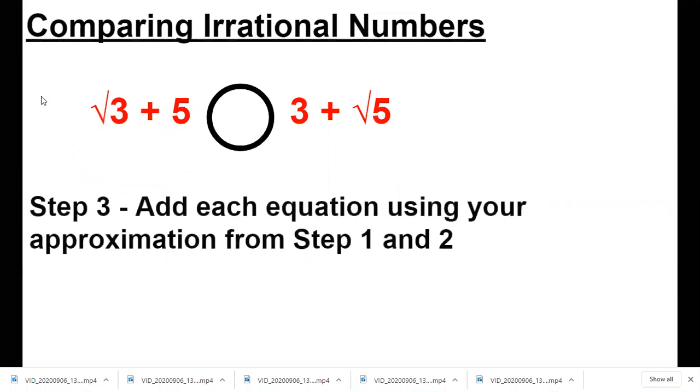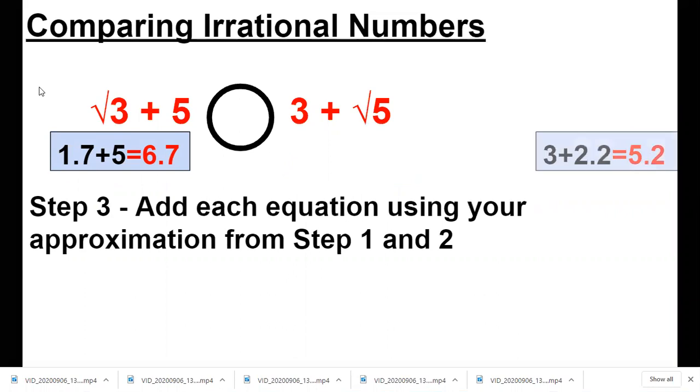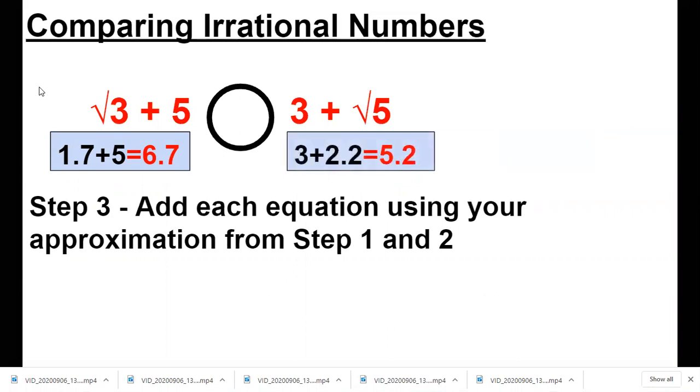So add each equation using your approximations from step 1 and 2. So 1.7 plus 5 is equal to 6.7. And 3 plus 2.2 is equal to 5.2. So which number is bigger? Pac-Man will always eat the bigger number.